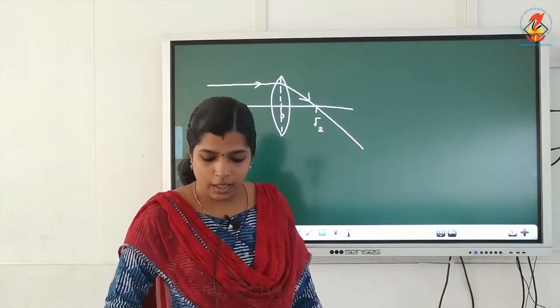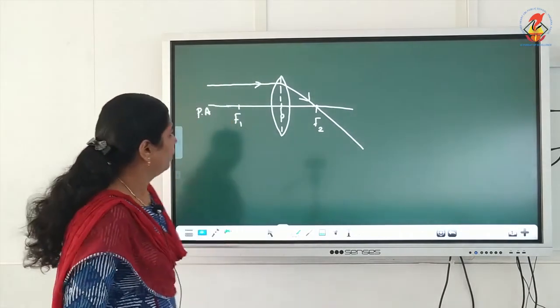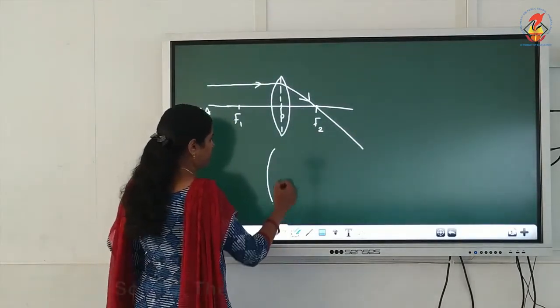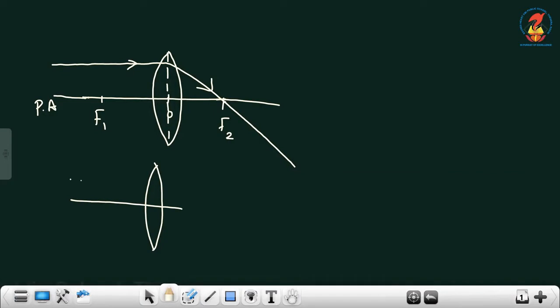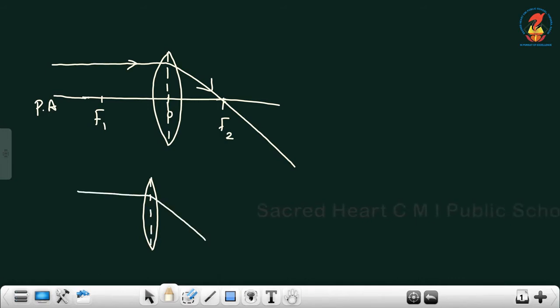On the other side. When you draw it, don't draw it like this. From the optical axis, you need to bend the light rays. Okay, like this. Mark the optical axis. From here, you need to draw the bending.